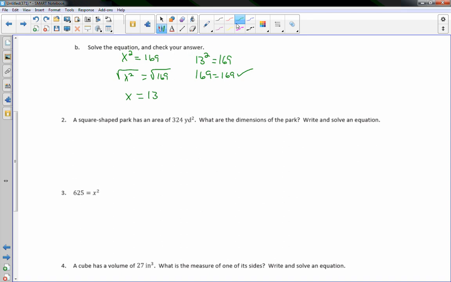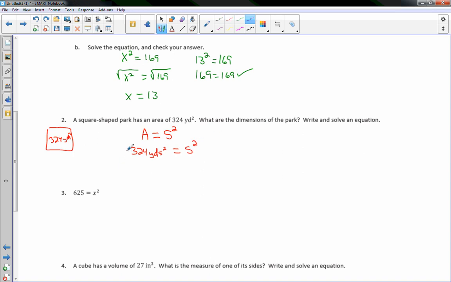Number 2. Now it's saying a square-shaped park has an area of 324 square yards. Okay, remember what I said. When they say they're given an area, that is what's under the radical. So they're saying area of a square is side squared. So I write a formula, step 1. Step 2, substitute in the givens. 324 yards squared equals s squared.